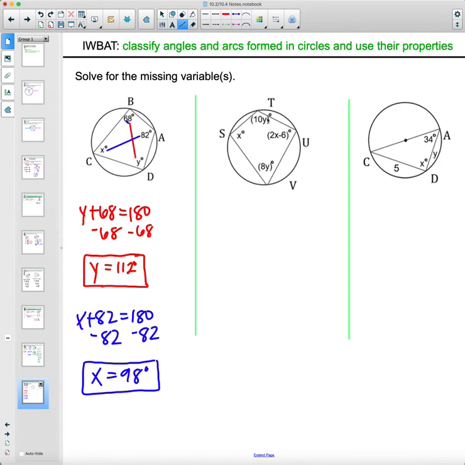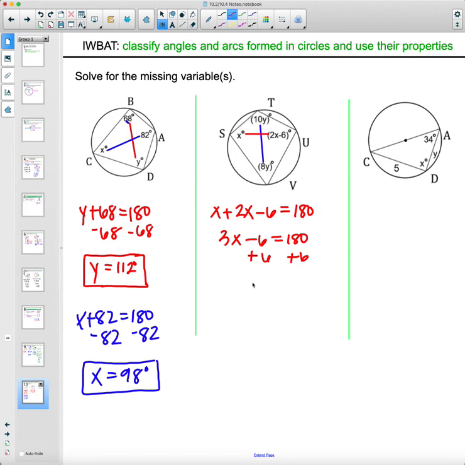In this next problem, same concept here, but now we're going to have to do algebra. So the ones across from each other total 180. So we're for sure going to need to set up an equation here. So with these two across from each other, x plus 2x minus 6 equals 180. And then we can solve. Combine your like terms. Add 6 to both sides. Divide by 3. So you get x equals 62.